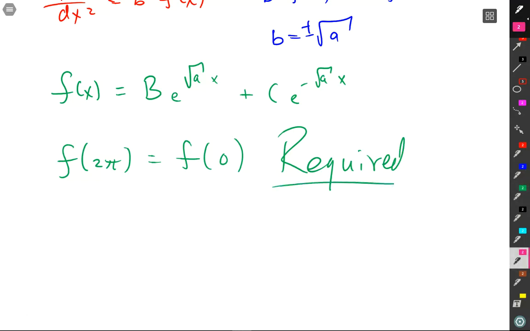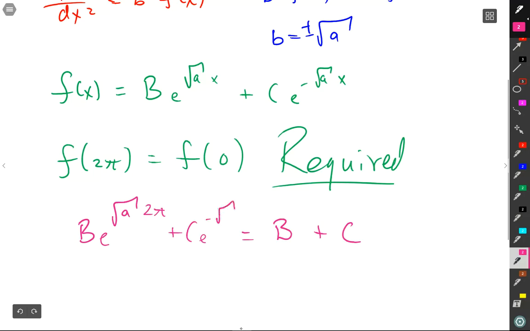Well, is it possible for me to, okay, so with what I have written, what would f of 0 be? What's e to the 0? Okay, so I'd have b plus c on this side, and on the other side I'd have b e to the square root of a times 2 pi plus c e to the minus square root of a times 2 pi. How is that going to work out?